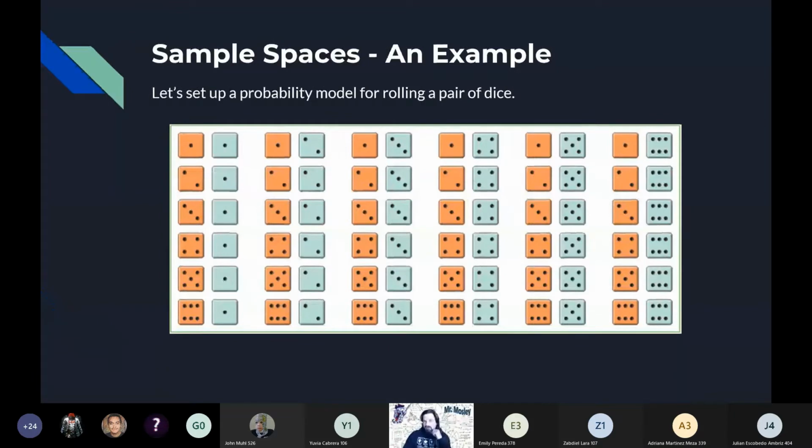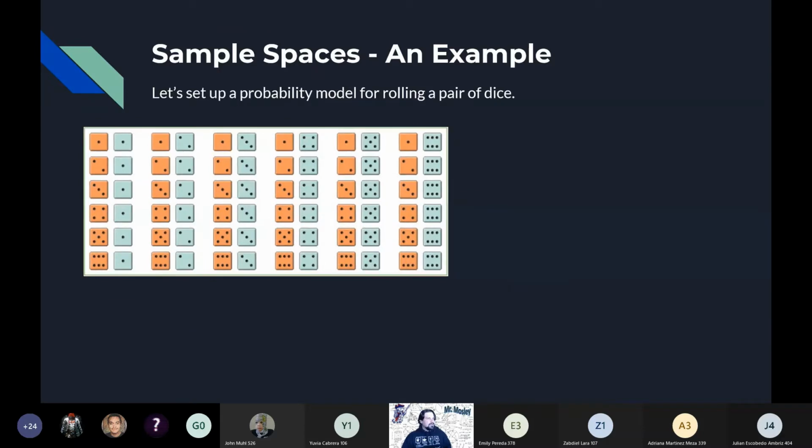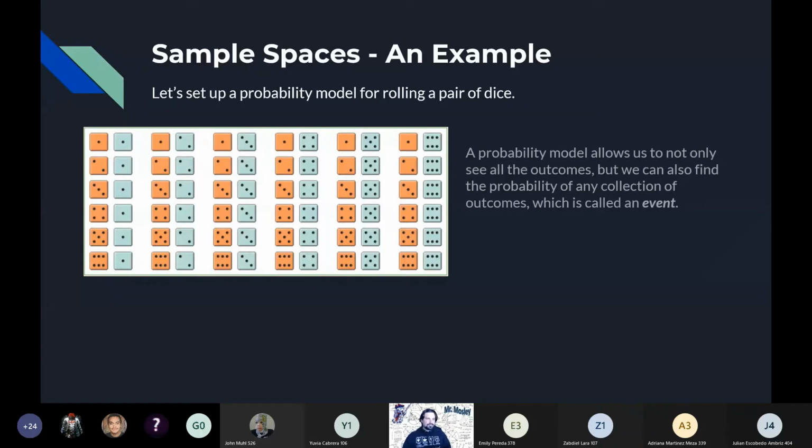So here's another representation of the sample space. This would take much more time to draw, so I don't want to draw dice and the dots and all that fun stuff. This is another representation of the same sample space. Based on our sample space, a probability model allows us to not only see all the outcomes, but we can also find the probability of any collection of outcomes, which is called an event. Right. So the scenarios that we found solutions for on the OneNote page, those were events.